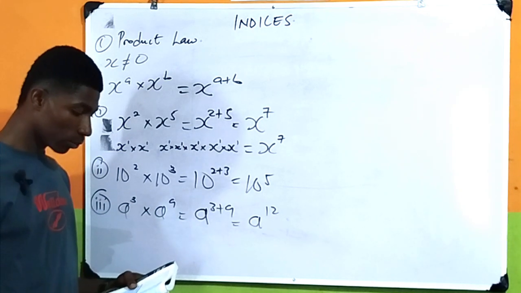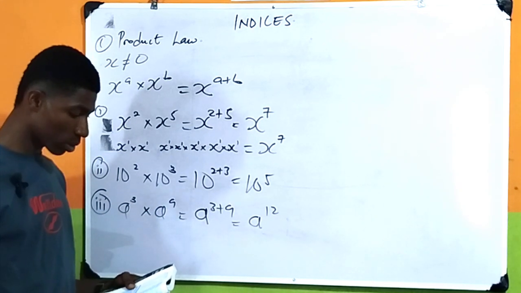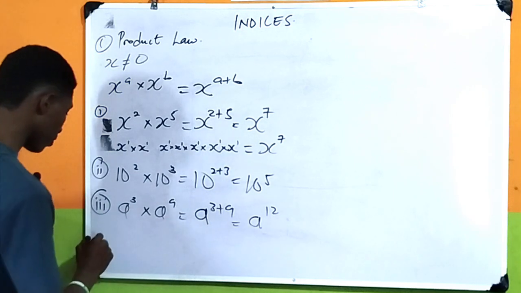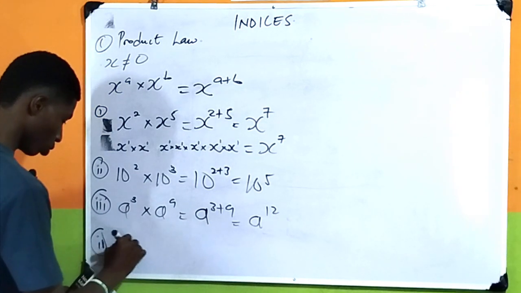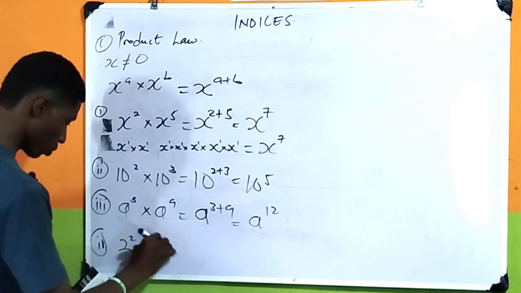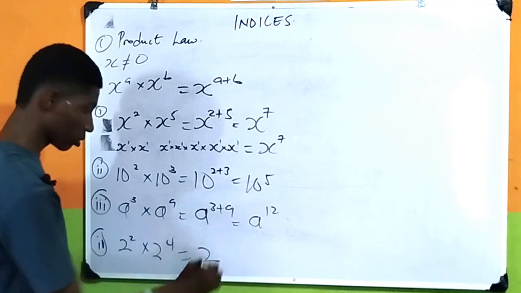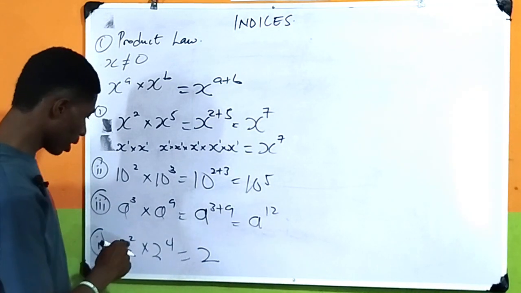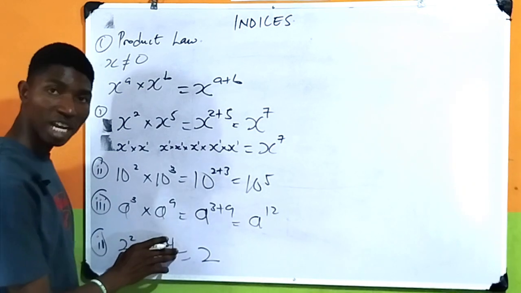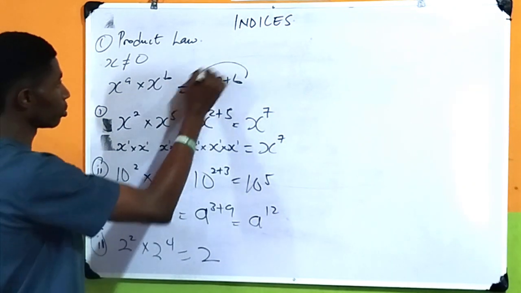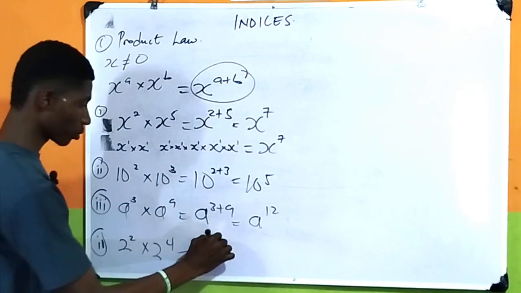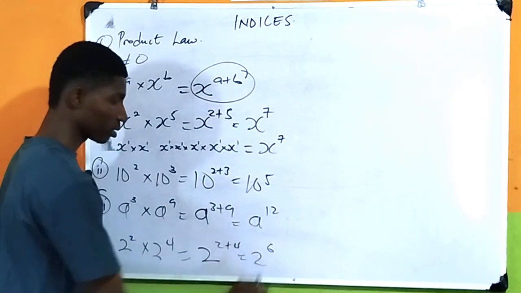And let's take another example involving real numbers. Example IV. 2 squared times 2 power 4. Are the bases the same? Yes. Then, since the bases are the same, we sum up their exponents according to this law, the product law of indices. So 2 plus 4 is equal to 2 power 6.